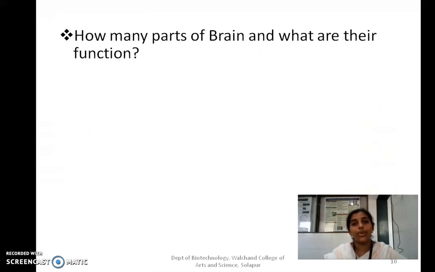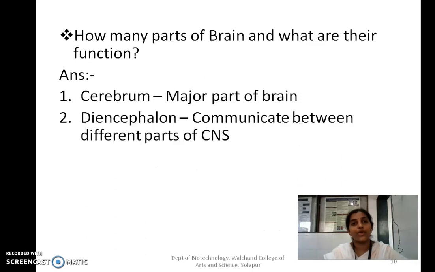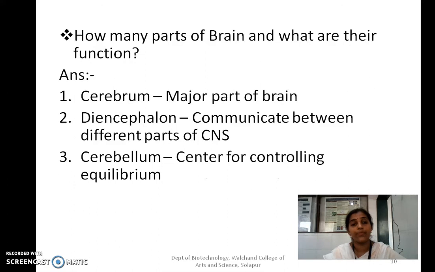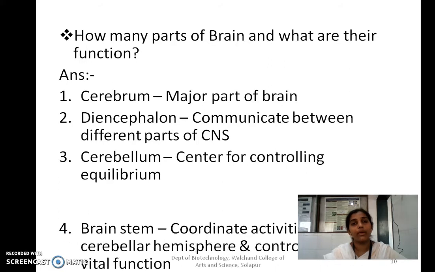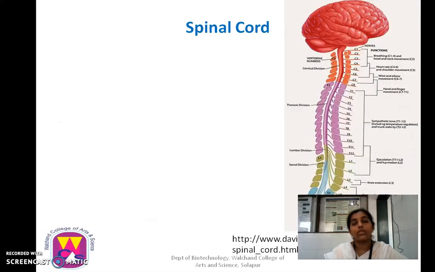So, students, take a pause and try to answer: how many parts of the brain are there and what are their functions? So here is the answer. There are four parts of the brain. First, the cerebrum, the major part of the brain, controls the major functions of the brain. Second, the diencephalon communicates between the different parts of the central nervous system. Third, the cerebellum is the center for coordination of equilibrium. And the fourth part, the brain stem, coordinates the activities of the two cerebral hemispheres and also controls involuntary actions. This is about the brain.